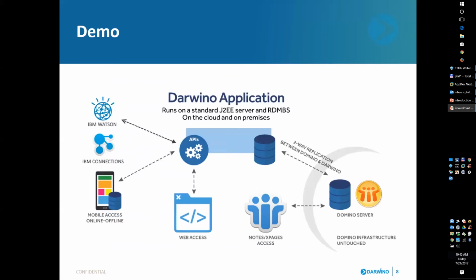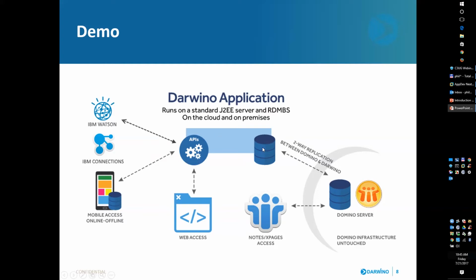This is typically what we would do with an existing Domino application. I have a Domino server. My users are accessing my application using either the Notes client or a browser and XPages. And now I want to provide a mobile experience to this application. So what I'm doing here is I'm replicating the data from my existing Domino server to my Darwino application here, which can be on premises or on the cloud.